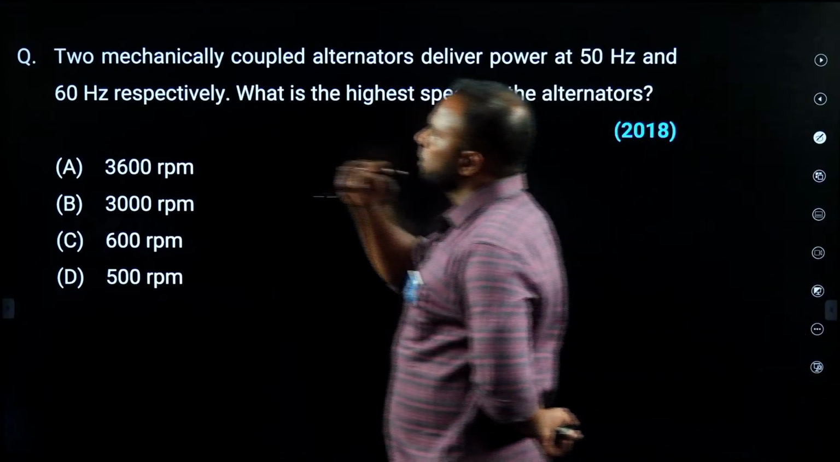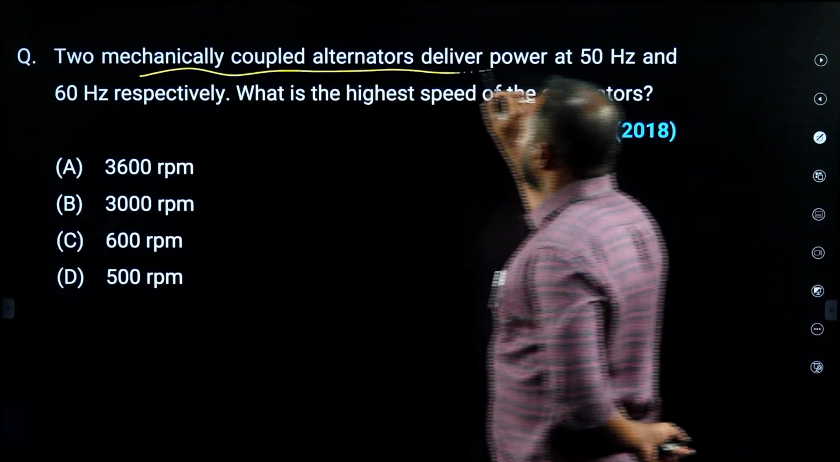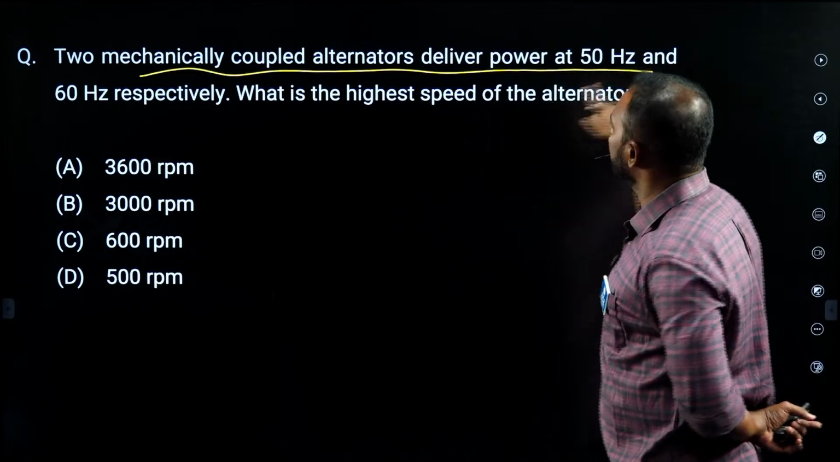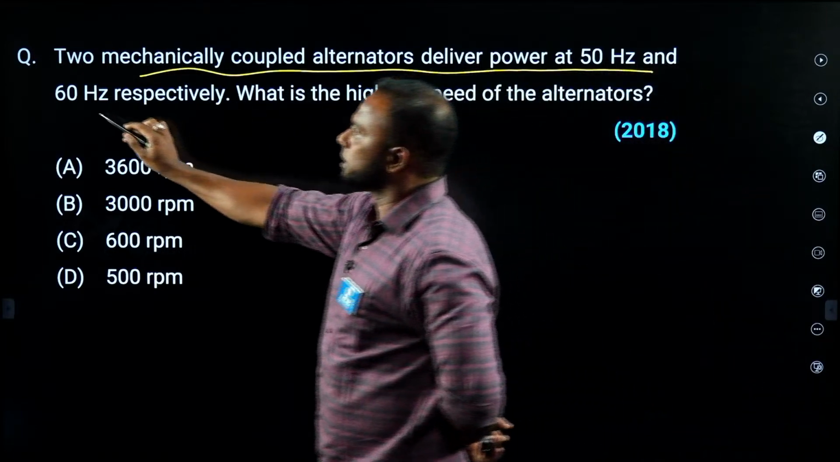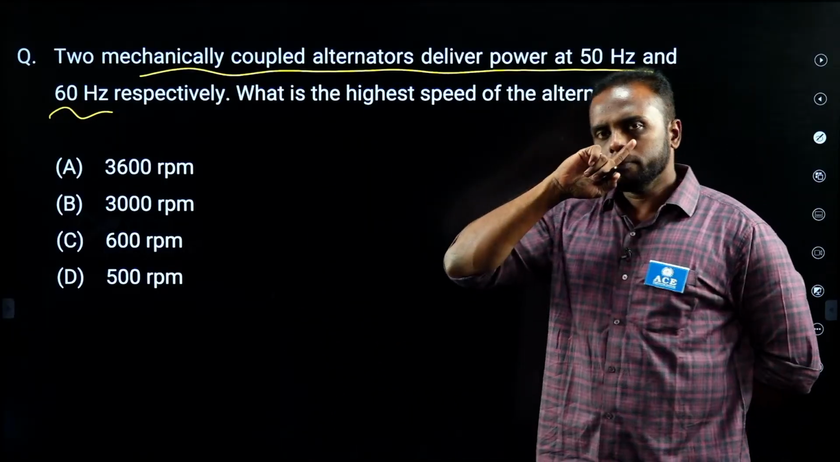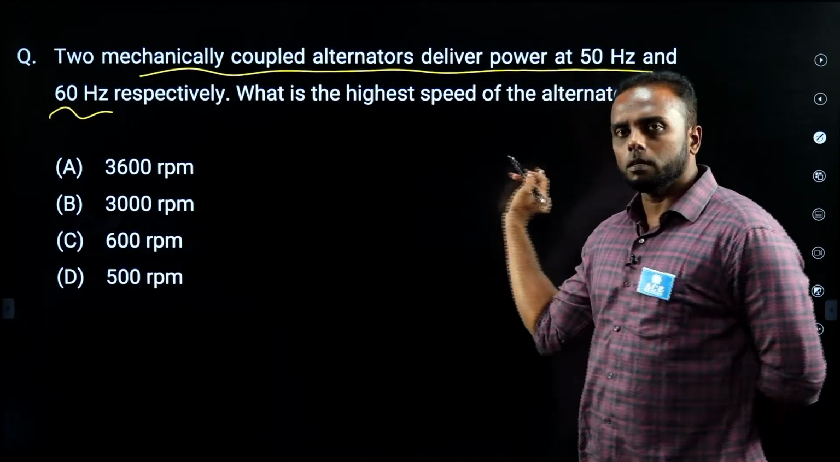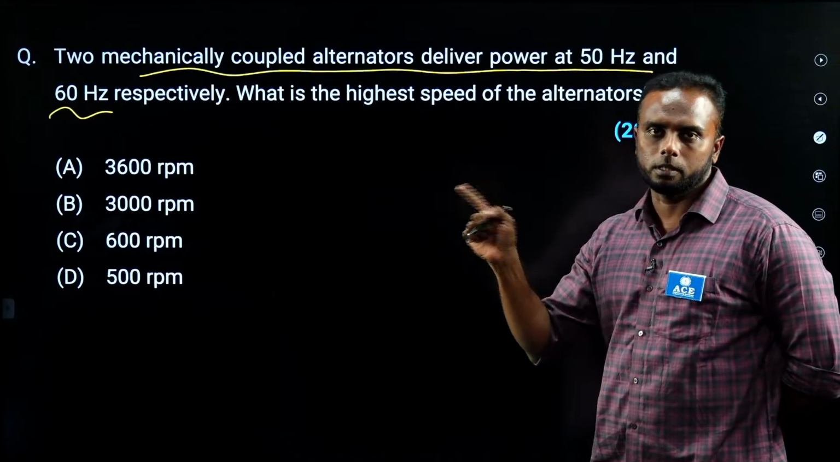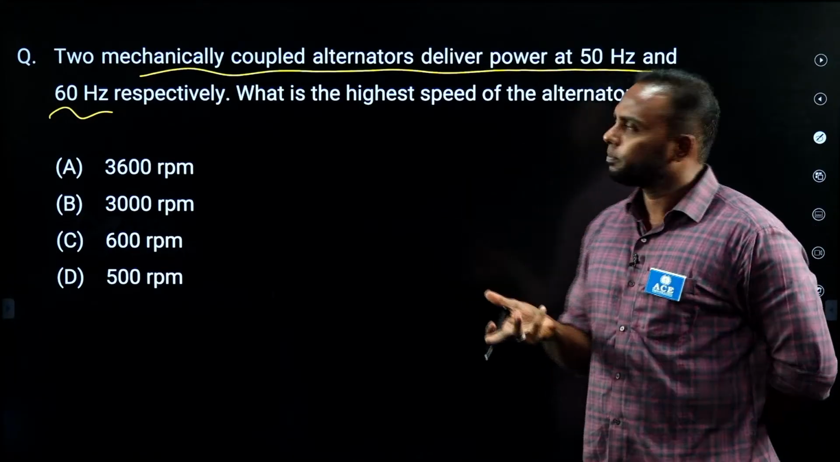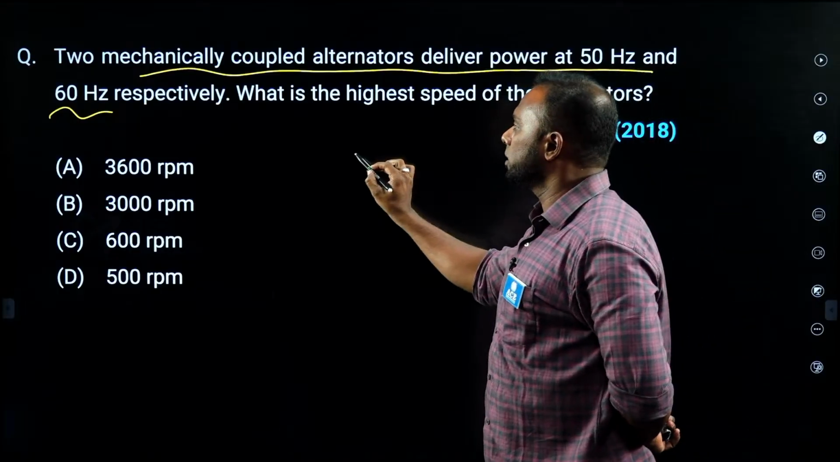See this question. Two mechanically coupled alternators deliver power at 50 Hz and 60 Hz respectively. So one alternator delivering 50, other alternator delivering 60. Two alternators mechanically coupled, so the same speed they are operating. But we know an alternator always operates at synchronous speed. Then what is the synchronous speed of the first one?